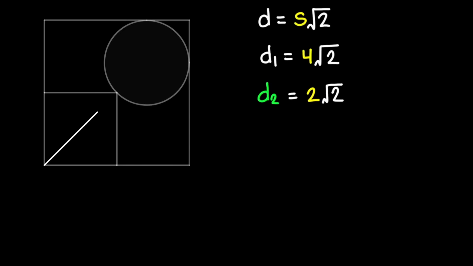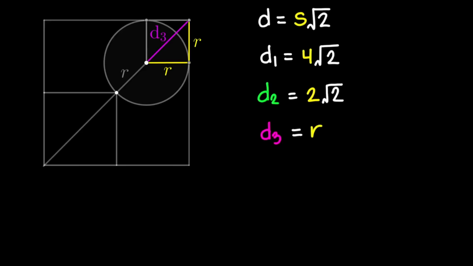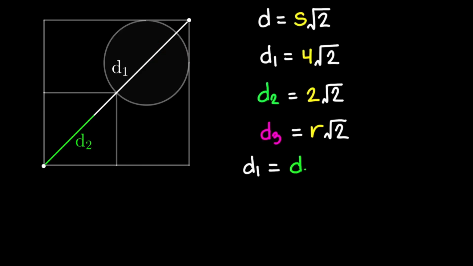Let's take a look again at our longer diagonal. This diagonal passes through the center of the circle, and it forms yet another even smaller square as shown. This square has a side measure of r, which is the radius of the circle. Say the diagonal of this square is d3. Hence, d3 is equal to r square root of 2. And if you notice, d1 is equal to d2 plus radius r plus d3.